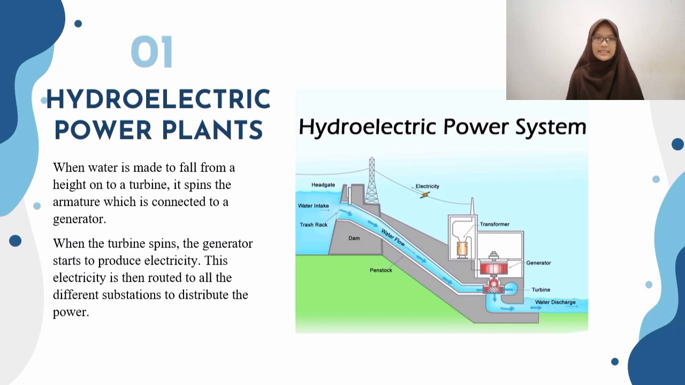Hydroelectric power plants are one of the most effective and eco-friendliest of all power plants. In a hydroelectric power plant, electricity is created from water. In detail, the potential energy of water is converted to electrical energy. When water is made to fall from a height on a turbine, it spins the armature which is connected to a generator. When the turbine spins, the generator starts to produce electricity. This electricity is then routed to all the different substations to distribute the power.